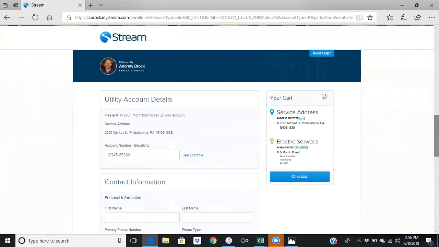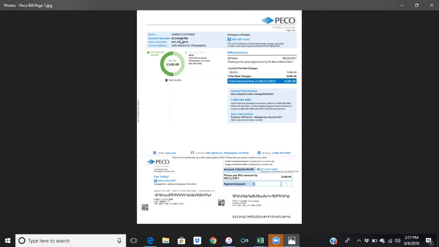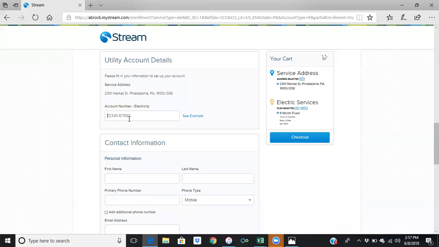It's now going to bring you up to where they want the information for the utility. So you're going to look at the bill. The next piece of information you're going to need is the account number right here. So you're going to enter the account number exactly as it appears on the bill.